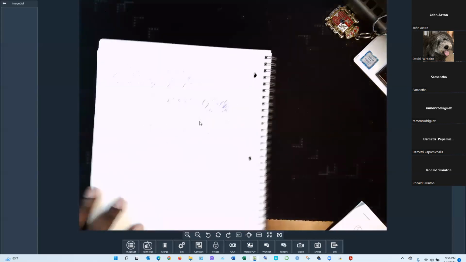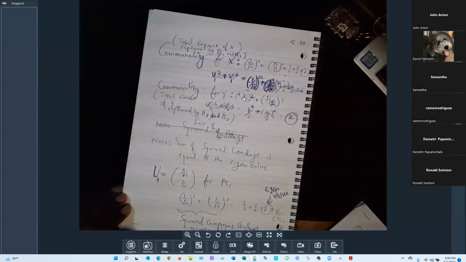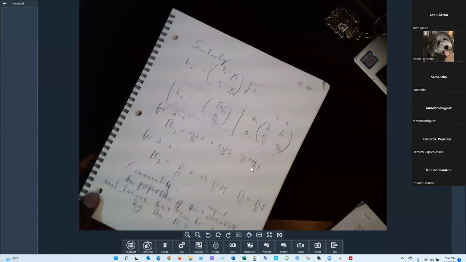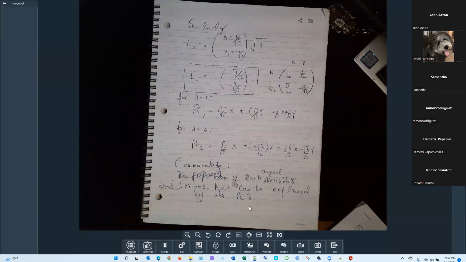The second one, the communality for Y: 1 over root 2 squared plus negative root 3 over root 2 squared comes up to 2. So that's why we say the sum of the squared loadings is equal to the eigenvalue. That is the communalities. How do you get that? Communalities mean nothing but how much of each variable's total variance has been explained by the principal components.